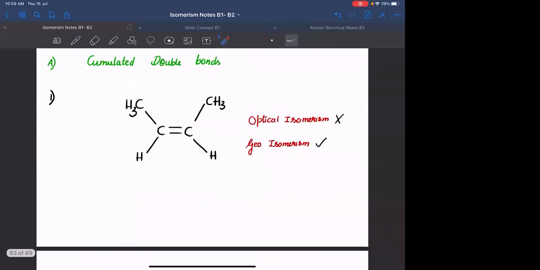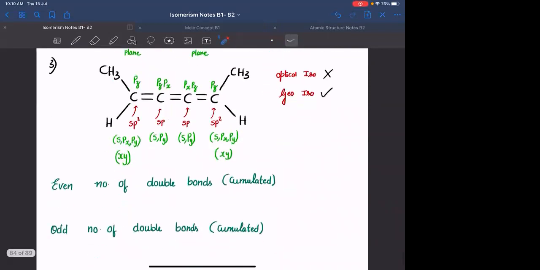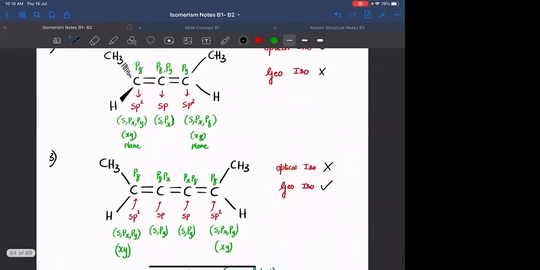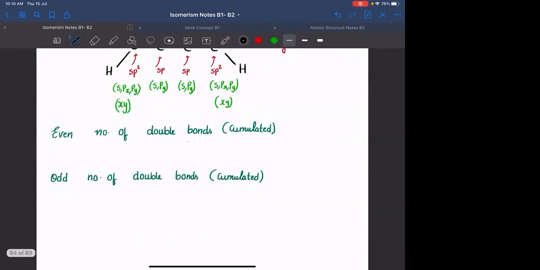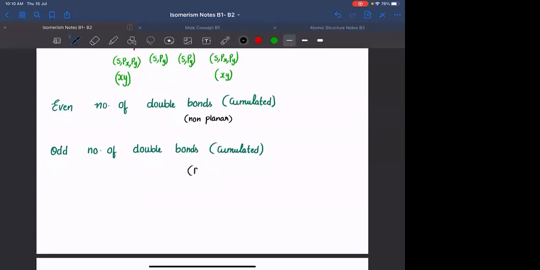Overall conclusion क्या है? If you are having odd number of pi bonds, you will have geometrical but not optical. If you have even number of pi bonds, cumulated में, you will have optical but not geometrical. Clear? If you have even number of double bonds, I can say the molecule is non-planar. If you have odd number of double bonds, the molecule is becoming planar.